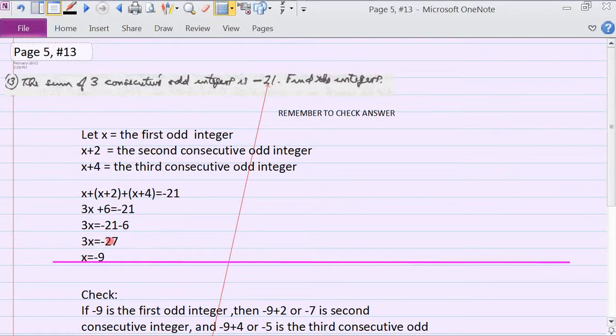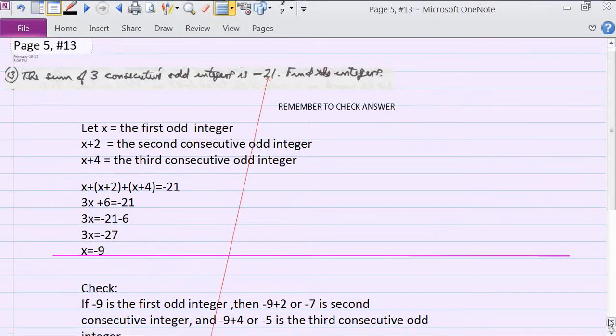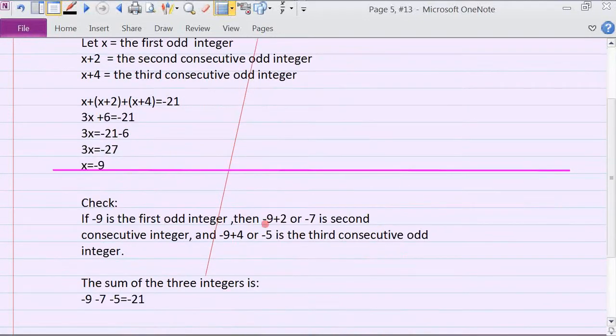And I divide minus 27 by 3, I get minus 9. So the first odd integer is minus 9. Then minus 9 plus 2, or minus 7, is the second consecutive integer. And minus 9 plus 4, or minus 5, is the third consecutive odd integer.